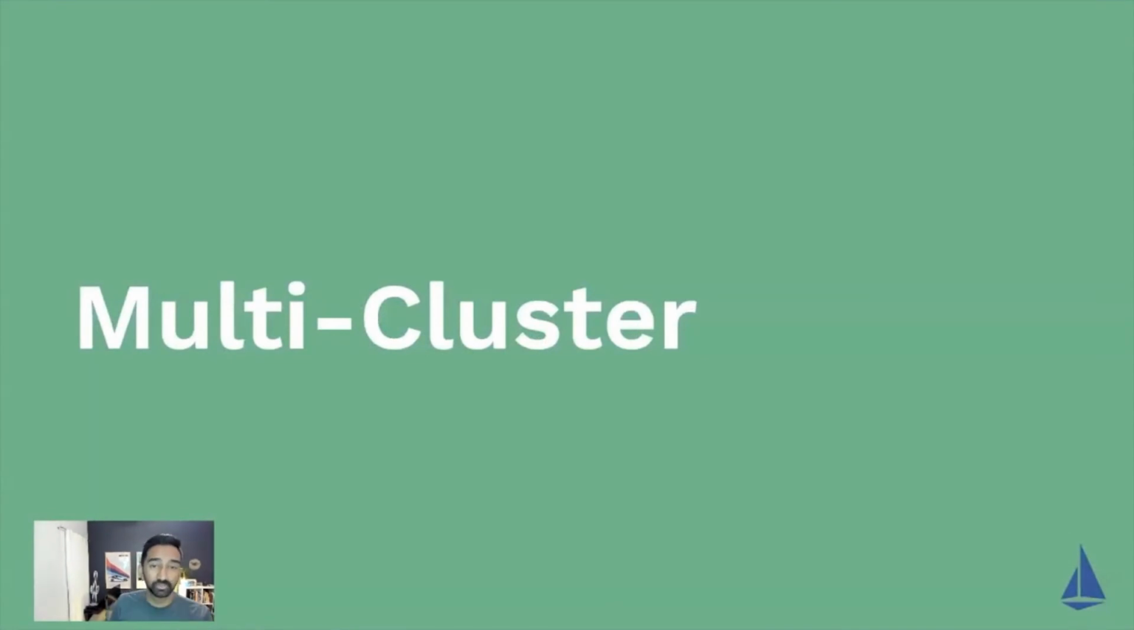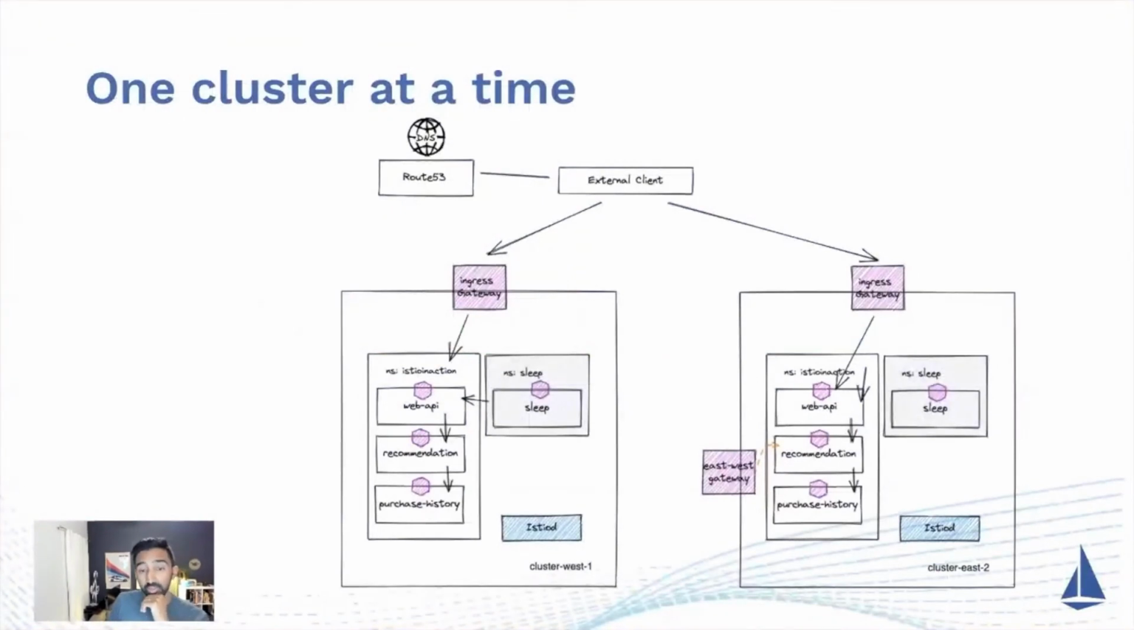Multi-cluster actually simplifies the Istio upgrade process tremendously, right? Because what you can do is upgrade one entire cluster at a time. So in this example, I'm going to show how you can upgrade cluster West 1 while maintaining 100% traffic, even if something were to go wrong, right?